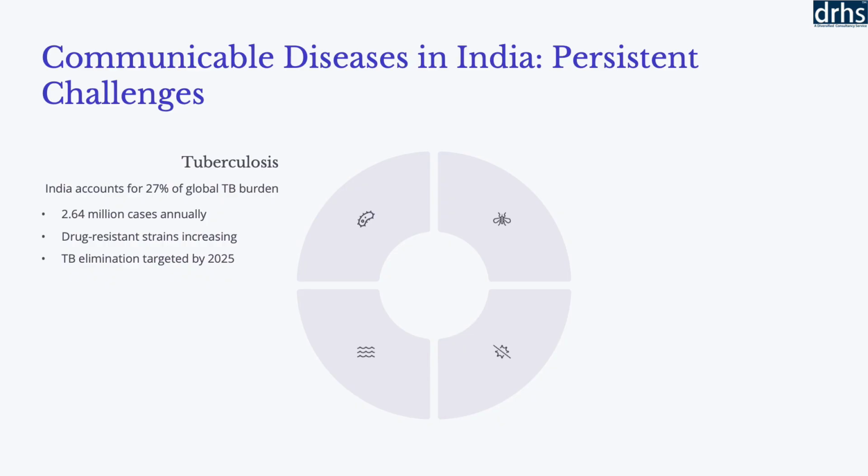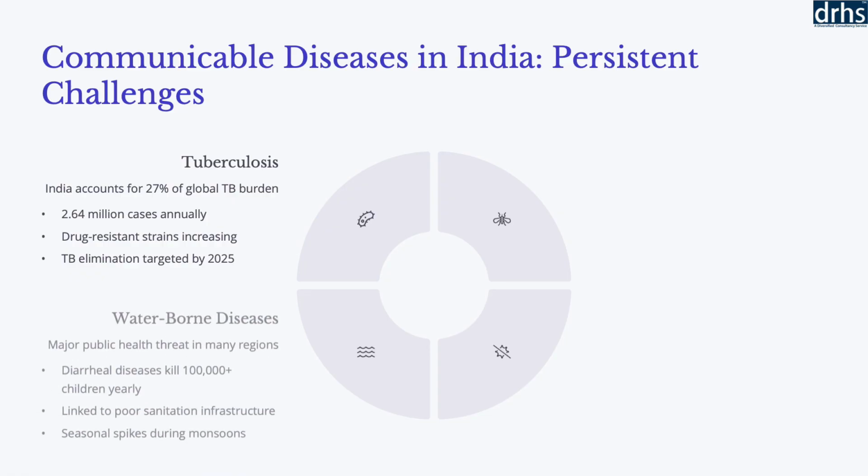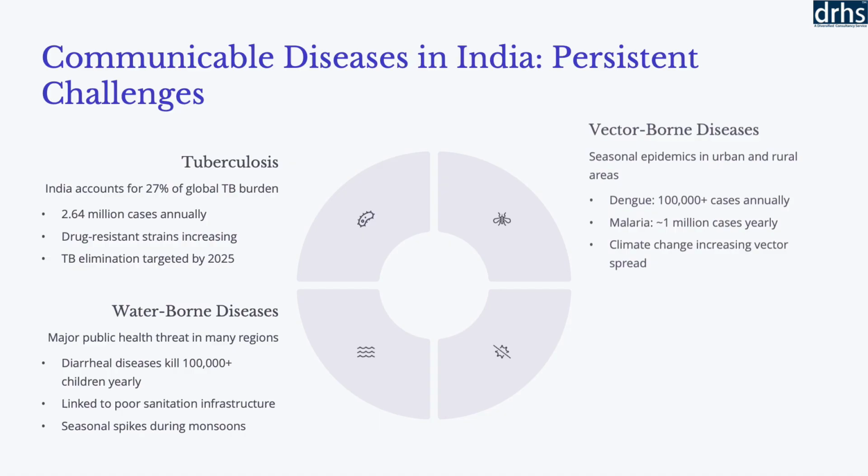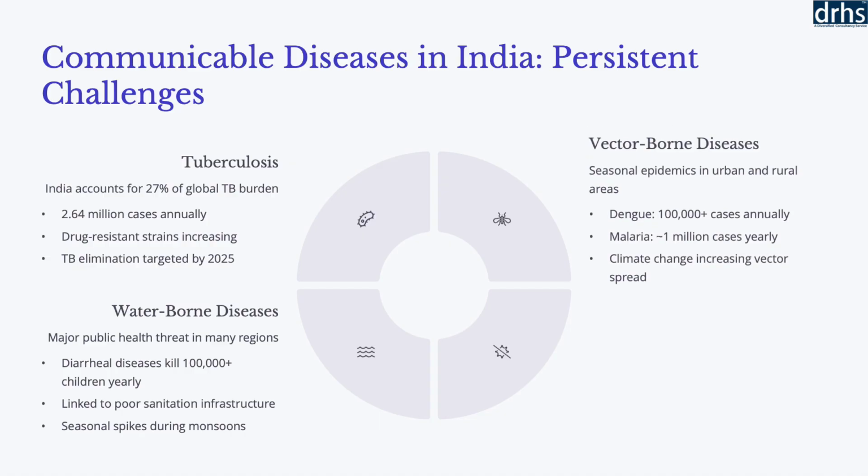Waterborne diseases, primarily linked to inadequate sanitation and clean water, are a leading cause of mortality, claiming over 100,000 children's lives each year from diarrheal illnesses alone, with cases spiking seasonally during monsoons. Furthermore, vector-borne diseases like dengue, 100,000 plus annual cases, and malaria, approximately 1 million cases yearly, cause widespread seasonal epidemics. Climate change is exacerbating this threat by expanding the geographic spread of disease vectors.